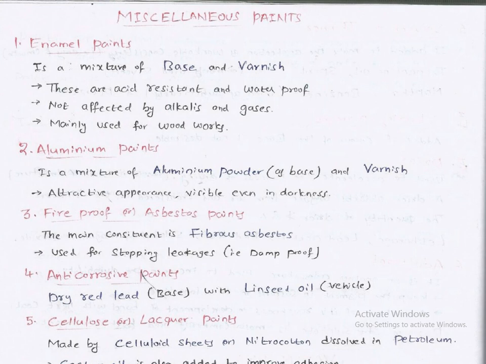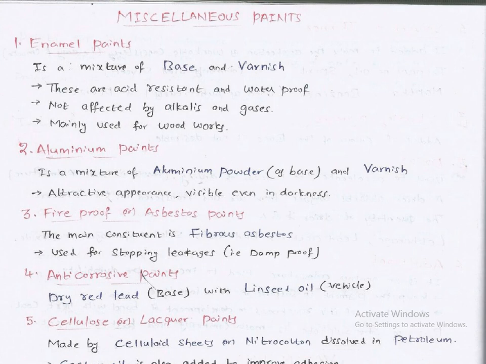Fireproof or asbestos paints. The main constituent is fibrous asbestos, used for stopping leakage, that is damp proof. Anti-corrosive paints: dry red lead base with linseed oil vehicle. Cellulose or lacquer paints may be made by cellulose sheets or nitrocellulose dissolved in petroleum. Castor oil is also added to improve adhesion.